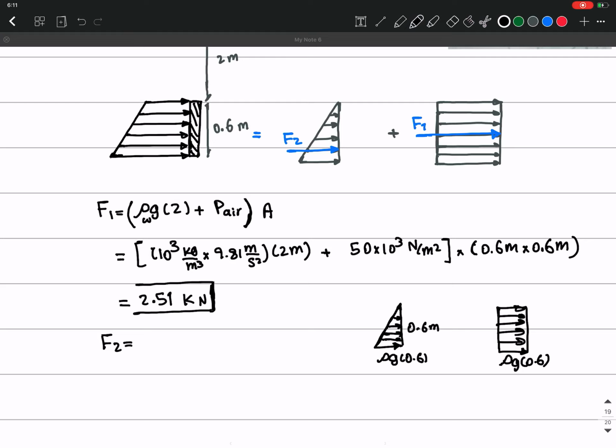So the average pressure times A here, the total force is going to be rho g 0.6 times A, right? And now imagine that we remove half of this pressure, like we only consider a triangle here, something like this. So we throw away half of this, which is this force from here to here.